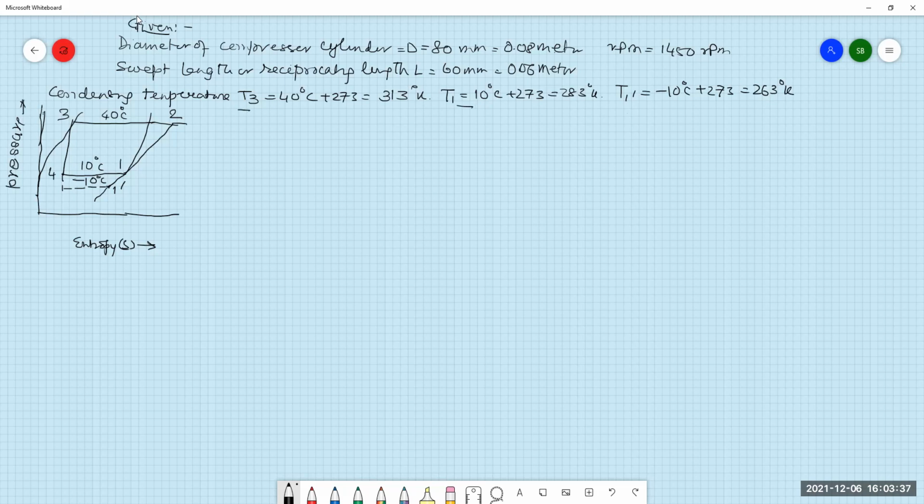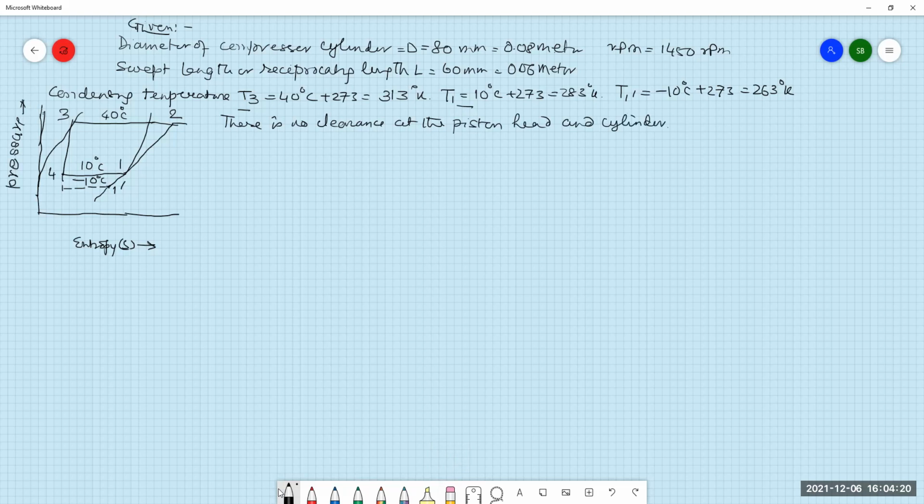When there is no clearance, it is also given that there is no clearance at the end of compression between the piston head and cylinder.